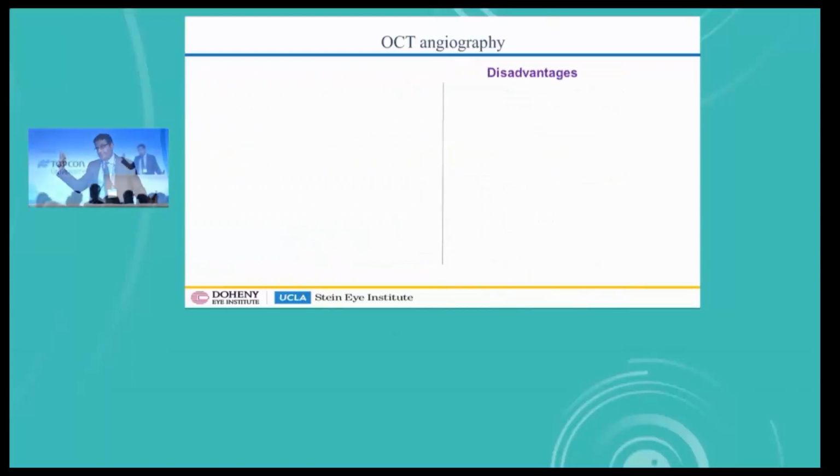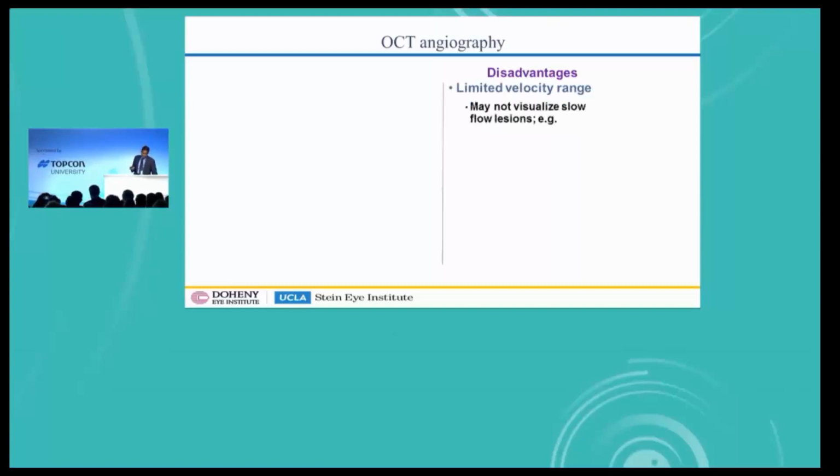Okay, so Michael made it sound great, and it is great, but you have to recognize that there are also disadvantages. One of the disadvantages is that there's a limited velocity range, so you might not visualize everything you want to see. You might not visualize some slow flow lesions.